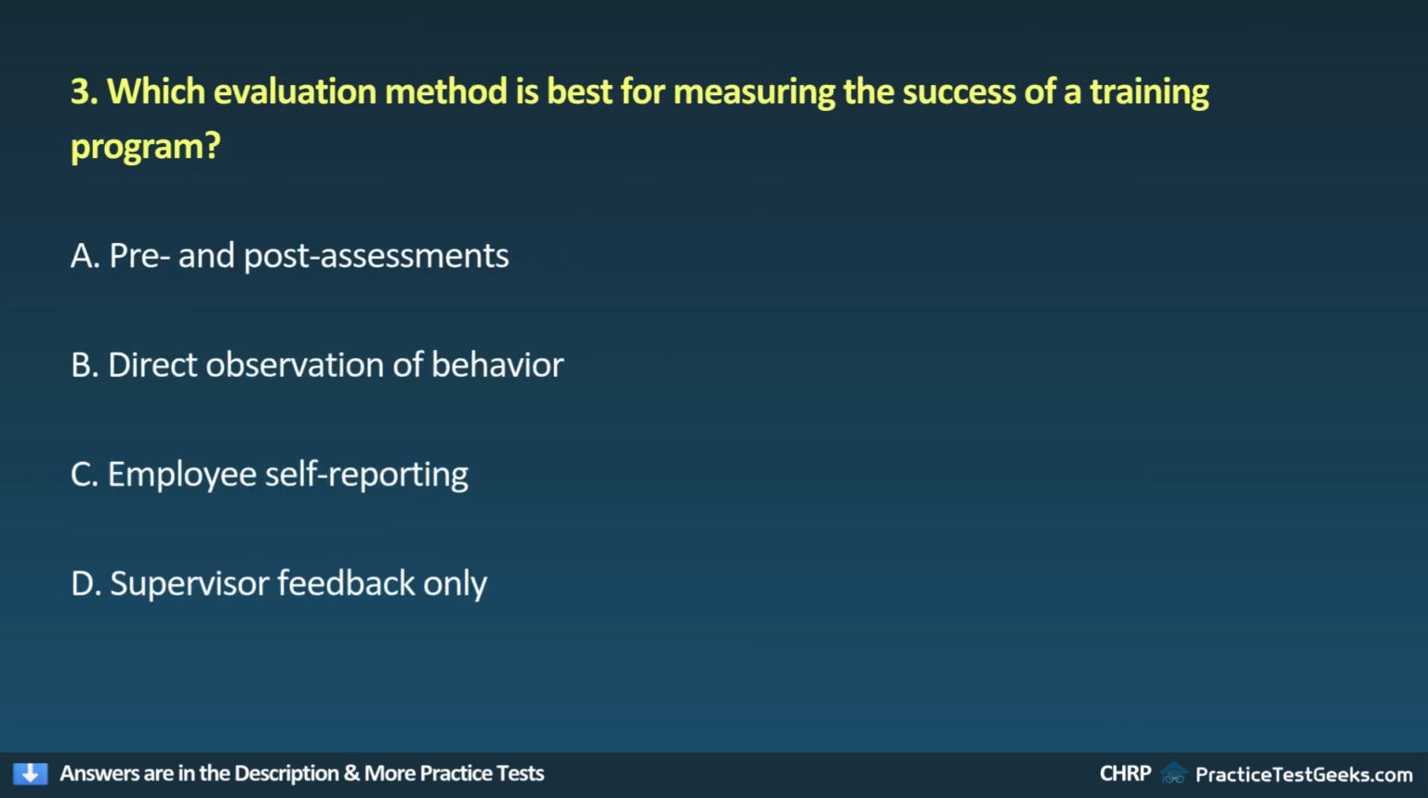3. Which evaluation method is best for measuring the success of a training program? A. Pre and post assessments. B. Direct observation of behavior. C. Employee self-reporting. D. Supervisor feedback only.